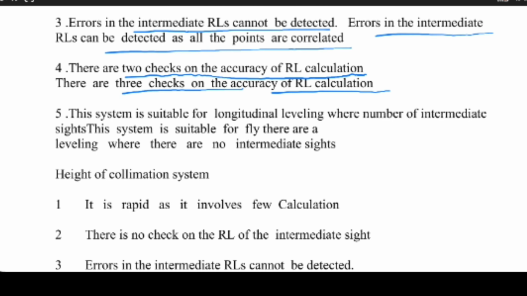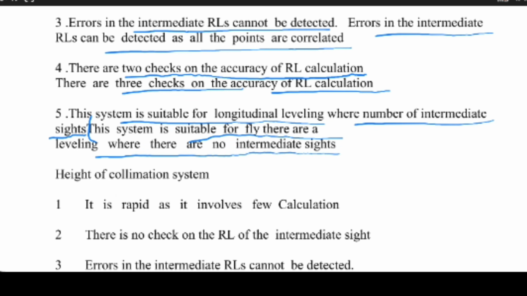The HI method is suitable for longitudinal levelling where the number of intermediate points is large. But the rise and fall method is suitable for fly levels, where there are no intermediate sight calculations. These are the 5 differences between the rise and fall method and the HI method.